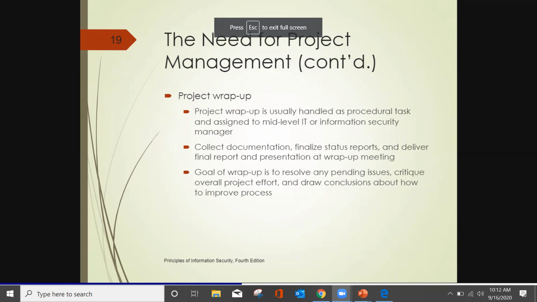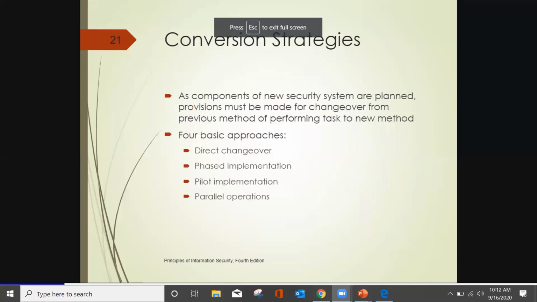We also look at, if we wrapped up the project, are there any things that we did not do? Are there any things that we did very badly? Is there something that we need to change for the future? All this is drawing conclusions to improve how you can do better. So that's all about project wrapping up.